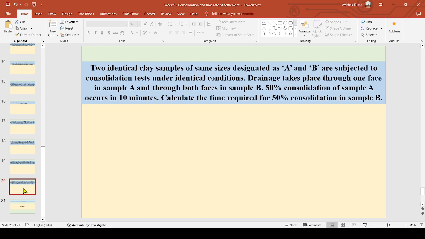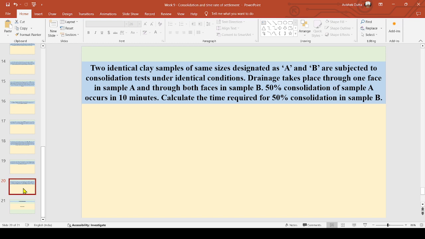Next question. Two identical clay samples of same sizes designated A and B are subjected to consolidation test under identical conditions. Drainage takes place through one phase in sample A and through both phases in sample B. 50% consolidation of sample A occurs in 10 minutes. Calculate the time required for 50% consolidation in sample B.